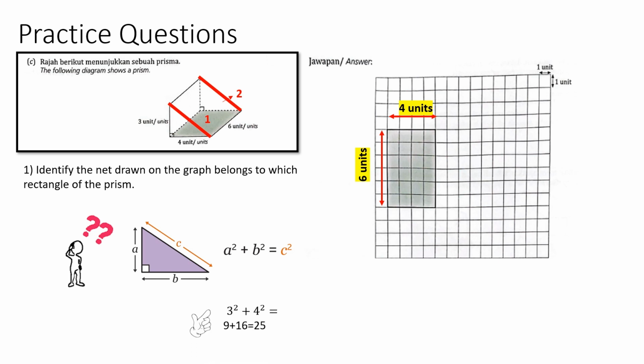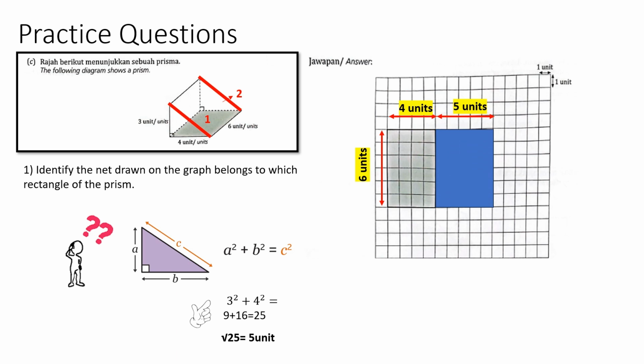So how to solve this? 3 square plus 4 square equals 25 and then you square root the 25, you will get 5 units. This 5 units is the one that belongs to the length of the second rectangle. So you just need to draw a 5 unit by 6 unit rectangle on your graph. Okay, your second rectangle will be like this.